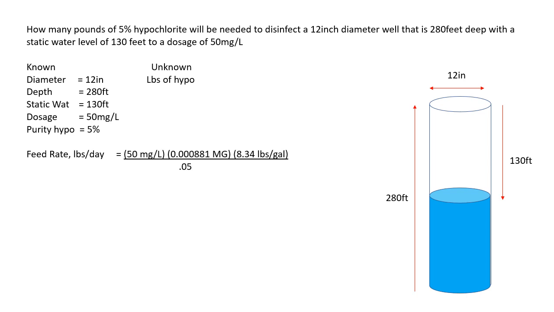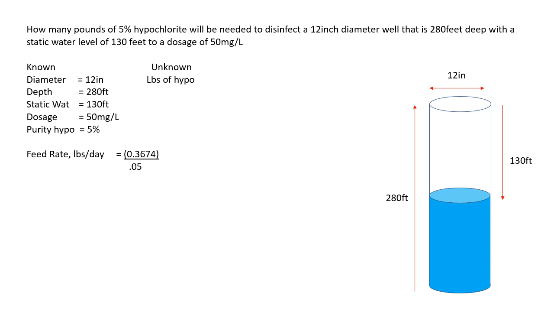So we have 50 milligrams per liter on the dosage times the volume of 0.000881 million gallons times the standard of 8.34 pounds per gallon. We're dividing that by the percent purity as a decimal. Let's solve for the math on the top first.